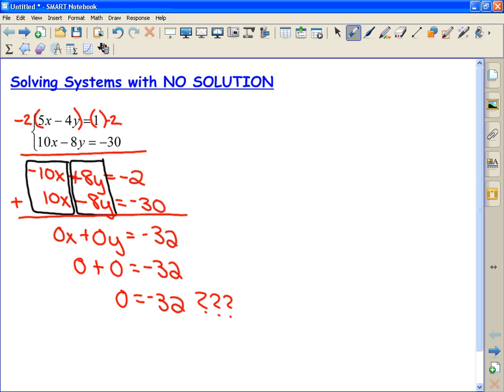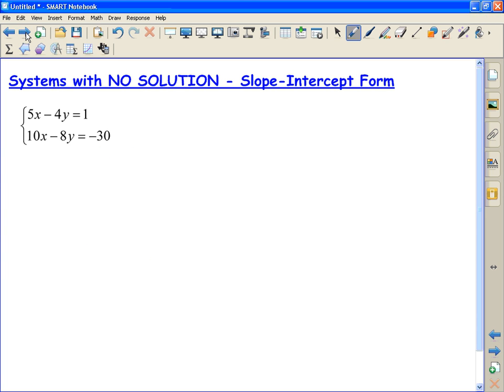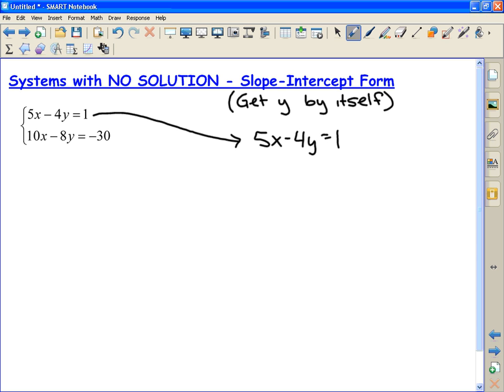Let's see what happens if I take the same system and I go ahead and I write each of those equations into slope-intercept form. And if you don't remember what slope-intercept form means, it simply means get the y by itself, right? That's what we've learned so far. So I'm just going to scoot this equation over here. 5x minus 4y equals 1. And I need to get the y by itself.